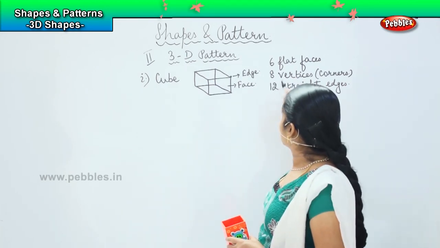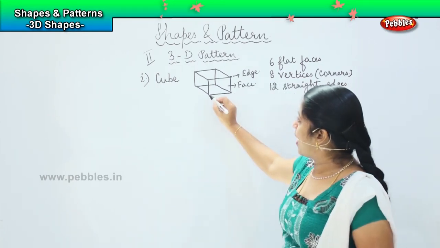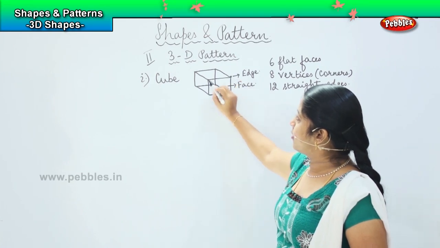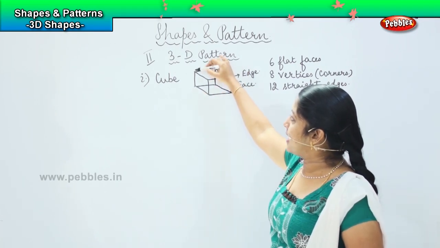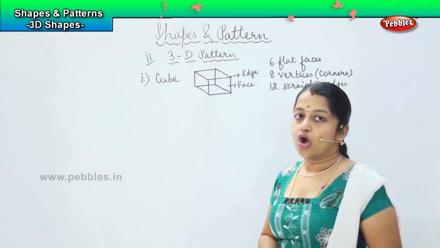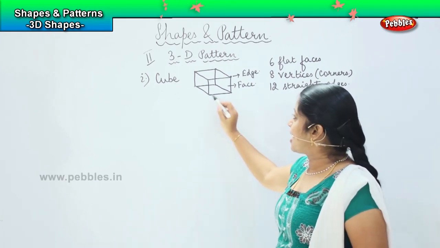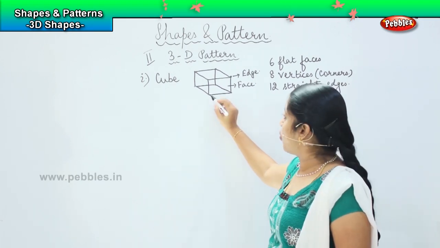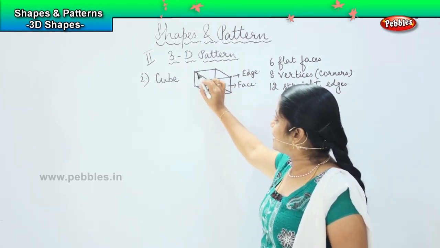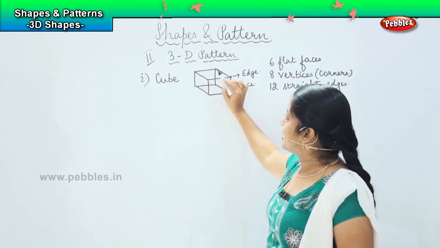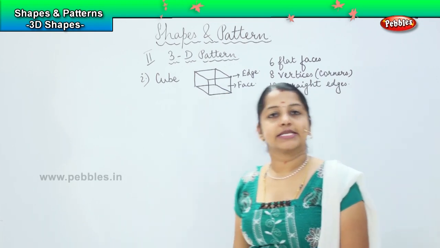Clear? Now, coming to the next one, it says 8 vertices or 8 corners. So, shall we count the number of corners here? 1, 2, 3, 4, similarly the back side, 5, 6, 7 and 8. So, it has got 8 corners or 8 vertices. The next is 12 straight edges. So, let us count the number of lines a cube has got. 1, 2, 3, 4. Then 5, 6, 7, 8, 9, 10, 11 and 12. So, it has got 12 straight edges as well.